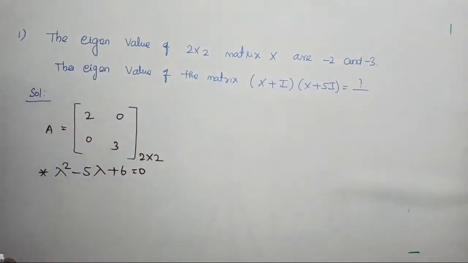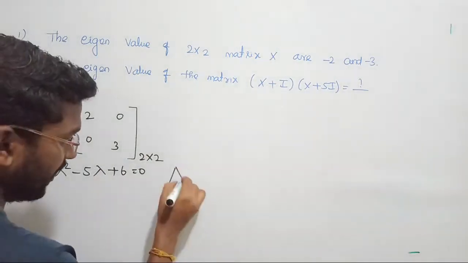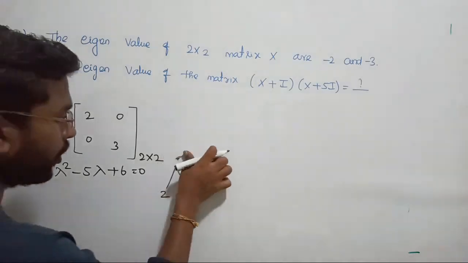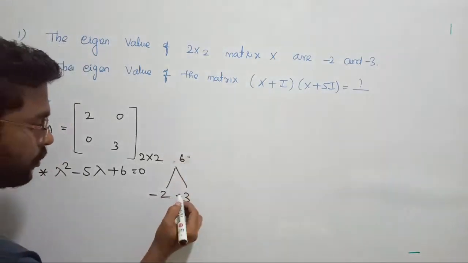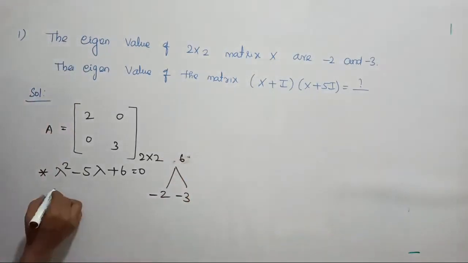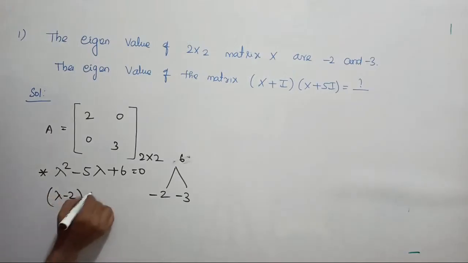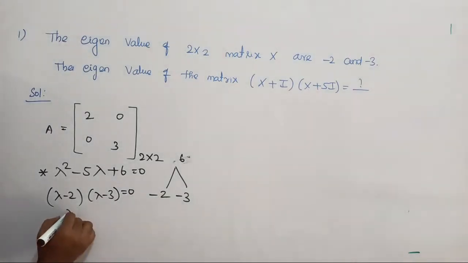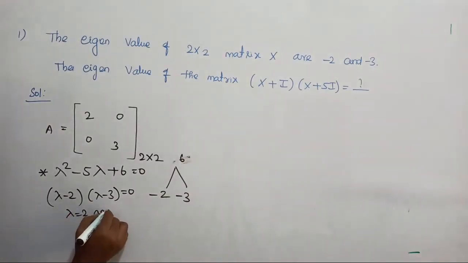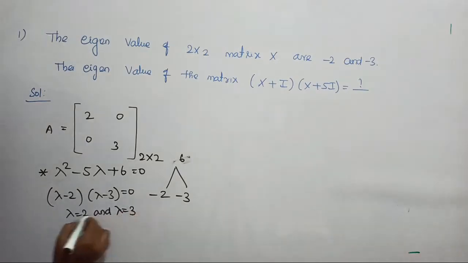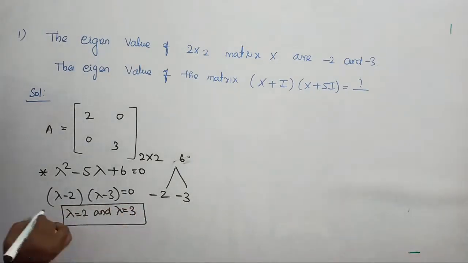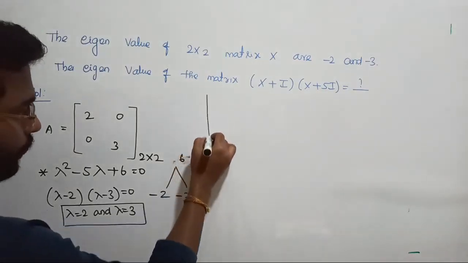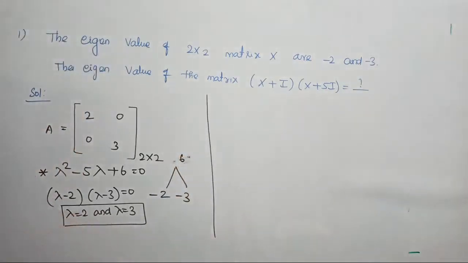Is there any mistake in my conclusion? No. Can you break this? Yes. How? 2 into 3 will give you 5, right? Sorry, 2 into 3 will give you 6, but I am in need of -2 -3. So the correct answer is what? Lambda minus 2 into lambda minus 3 will become equal to 0. Or I can write lambda equal to 2 and lambda equal to 3. So we got two answers for this one, right? So let us see. The conclusion is, okay sir, I am happy with this.